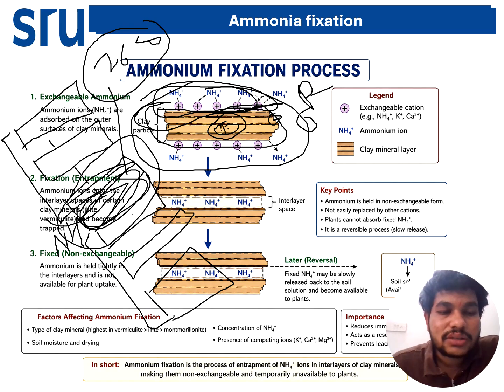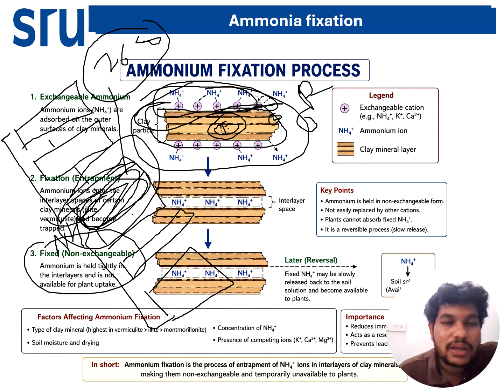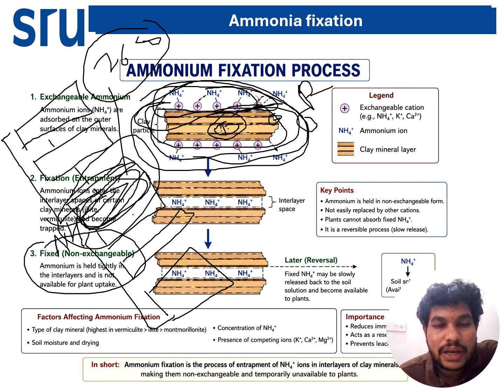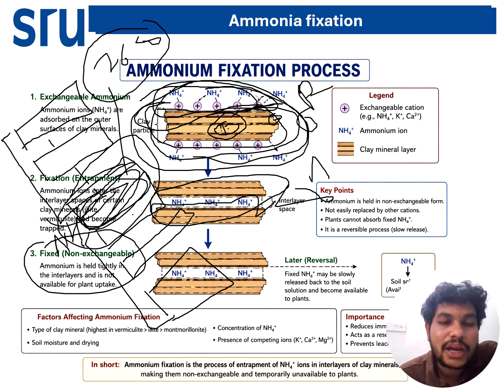And also it will become unavailable. So this form of nitrogen is called the non-exchangeable form of NH4. See here, the NH4 present on the soil surface will enter between the space, because the space size is 0.8 angstrom, and the size of the NH4 is 2.84 angstrom.